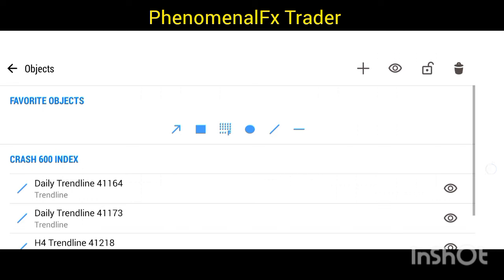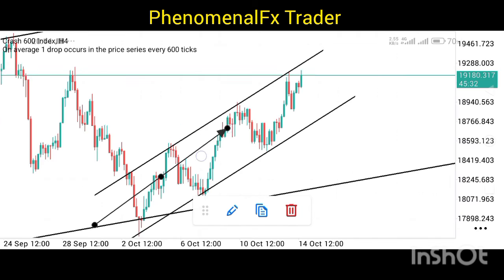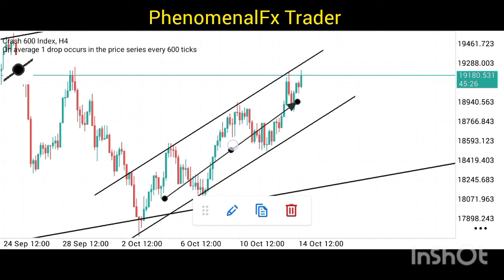All right, let me get the red line tool. As you can see, this is a higher high, this is a low, higher high, higher low. Now this is a new higher high. The market pulled back to this level, then continued buying up to this level here.